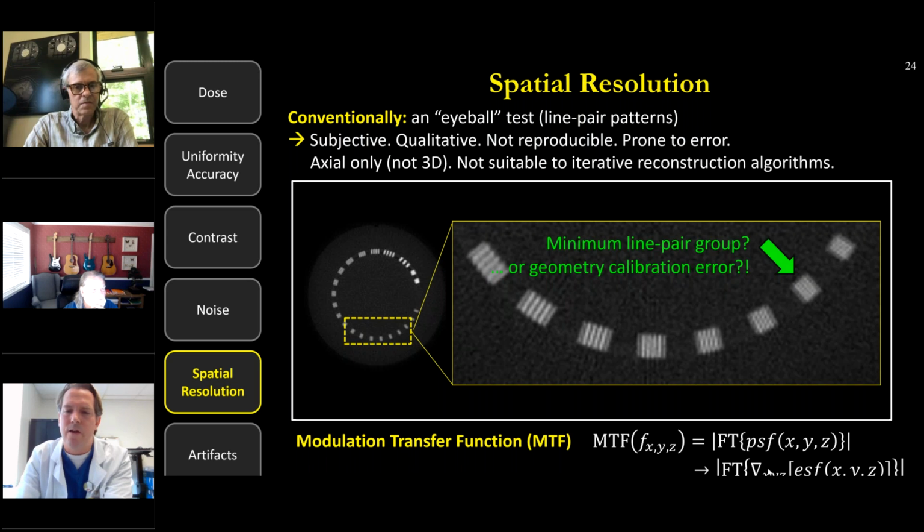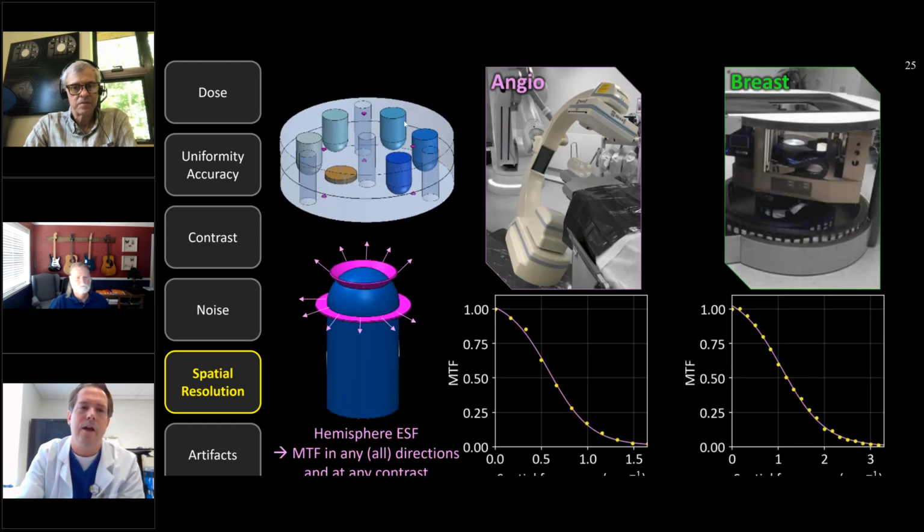So John mentioned the MTF. Again, we see the Fourier transform and a way of extracting the spatial resolution properties from either the point spread function, or, as we'll show you, from the edge spread function of those test objects. So here they are. Those are those test objects. We look at the edge of those test objects in the axial plane. That allows us to measure the MTF in any of these directions in the axial plane.